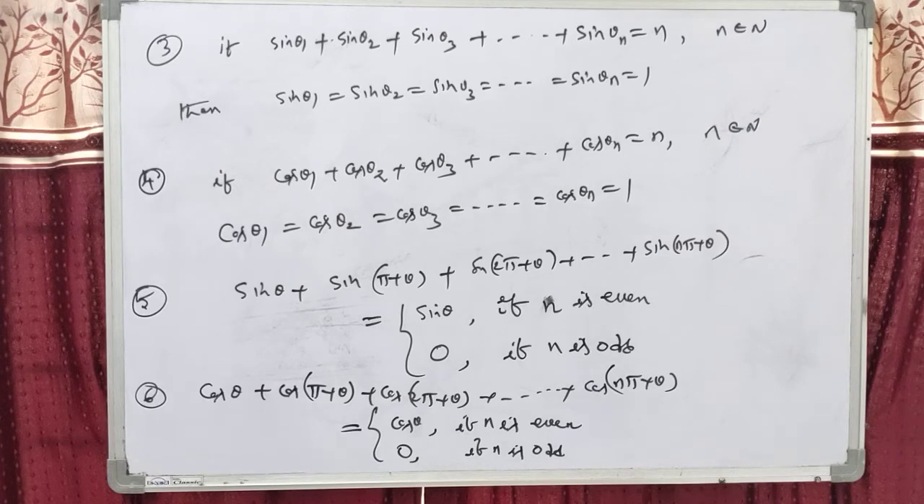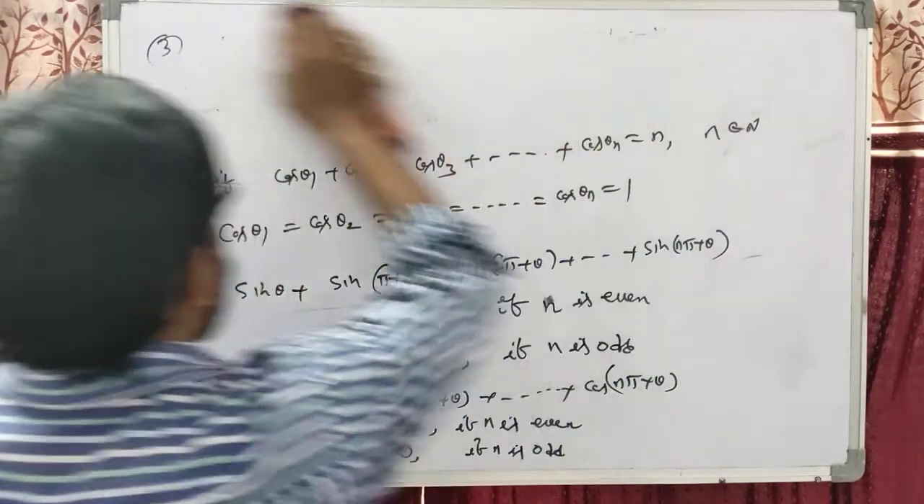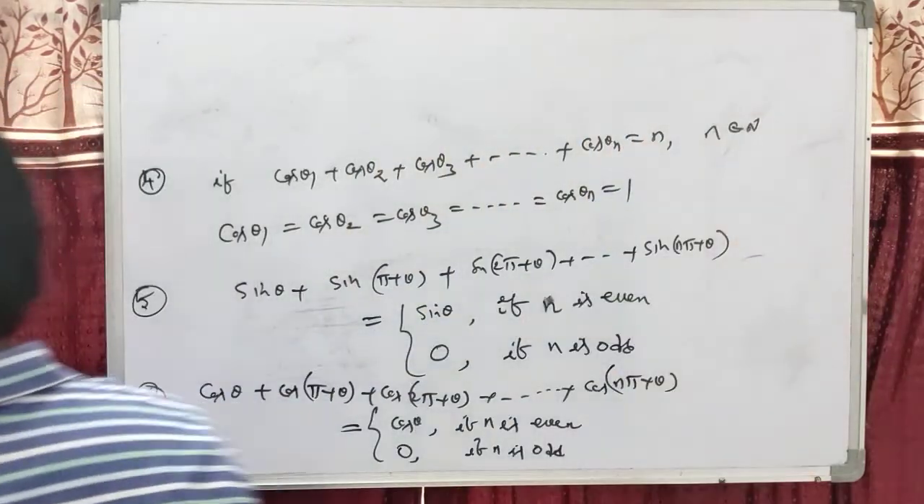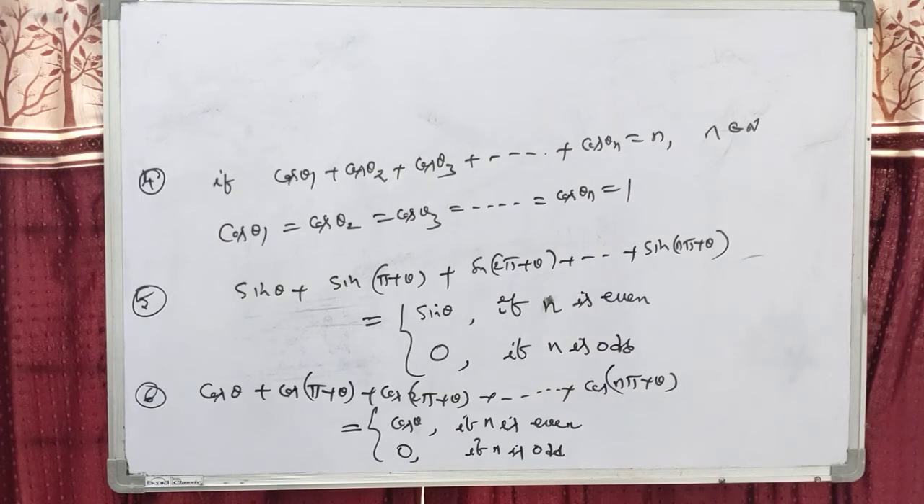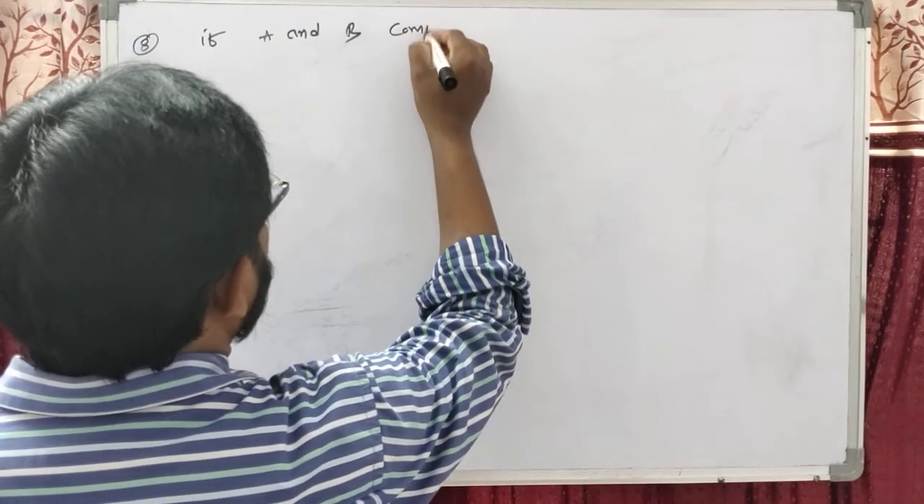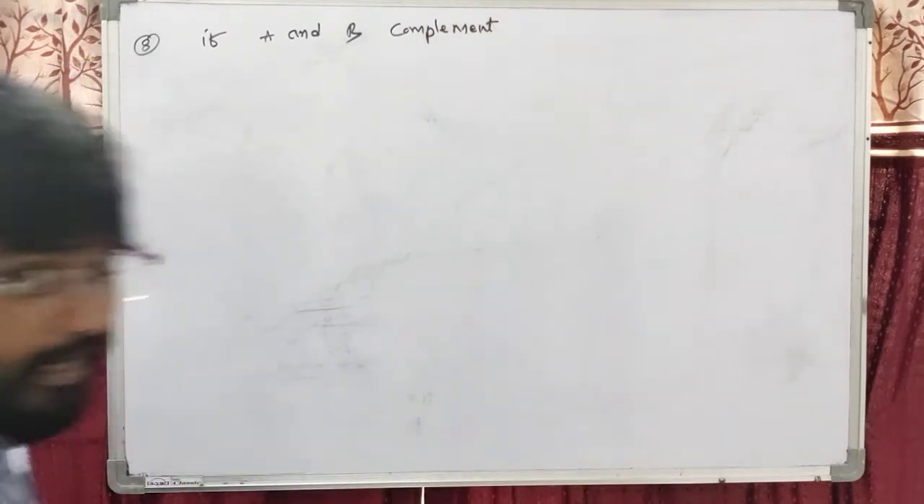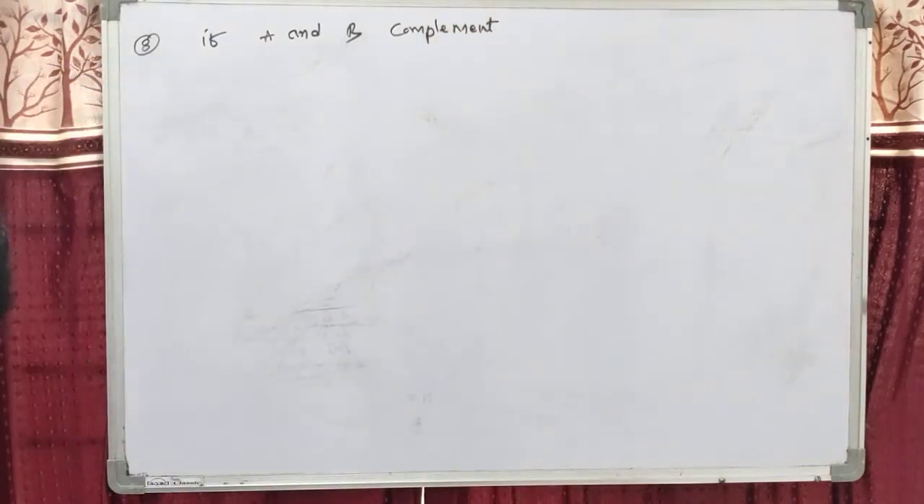Okay, students, now another identity. We can write that A and B are complementary angles.